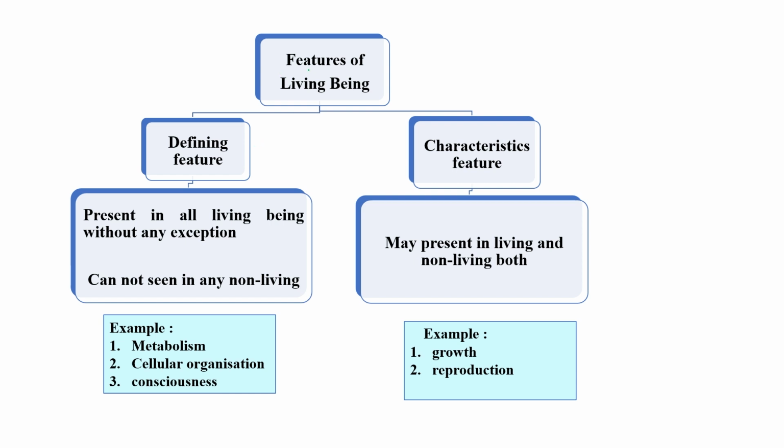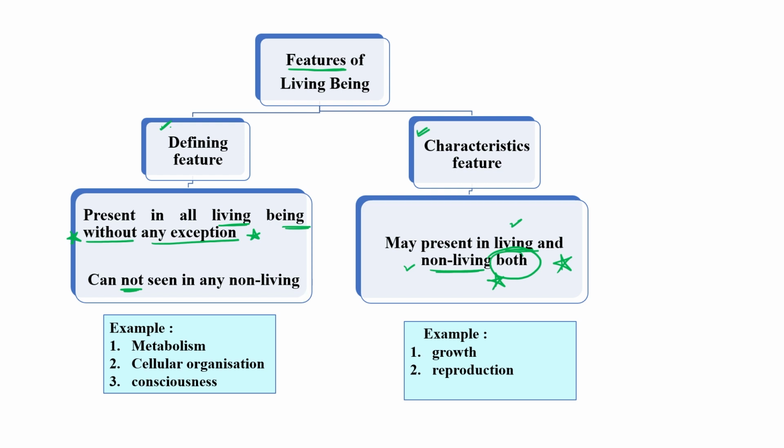Okay, so just now I have discussed the features of a living being. We can further subdivide these features into two different categories. First one is defining features and another one is characteristic features. So what is the difference between these two? Characteristic features may be present in living or non-living, both. This is the important thing, both. Defining features must be present in all living beings without any exception, and these defining features cannot be seen in any non-living. This is the difference between these two.